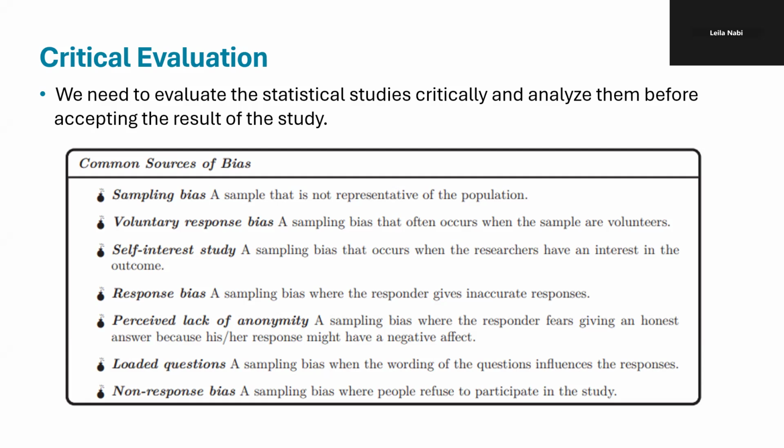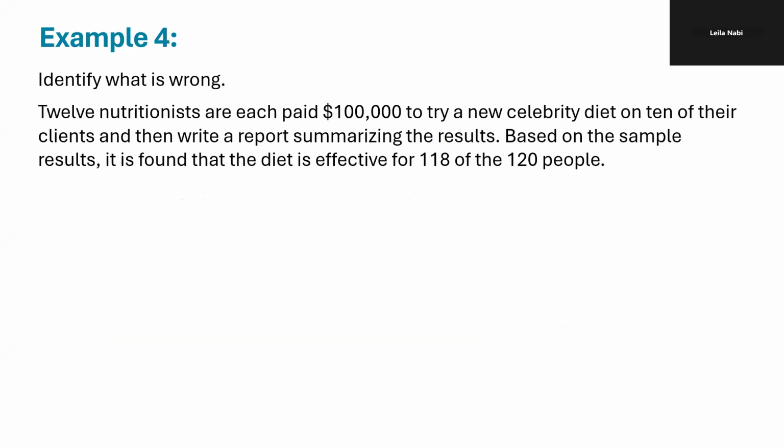When we set up a study, we need to avoid all of these biases. We have to select the samples and set up the study in a way that none of these biases occur. Let's look at this example. It says 12 nutritionists are each paid $100,000 to try a new celebrity diet on 10 of their clients and then write a report summarizing the result. Based on the sample result, it is found that the diet is effective for 118 out of the 120 people. What is wrong in this study?